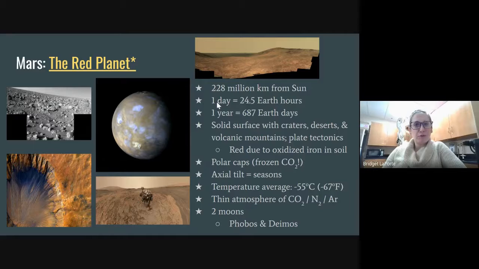But as we move further and further away from the sun, you'll notice that the time it takes to go around the sun, in other words, the length of 1 year, is going to start to increase significantly. So our year is 365 days to go around the sun. On Mars, it takes 687.